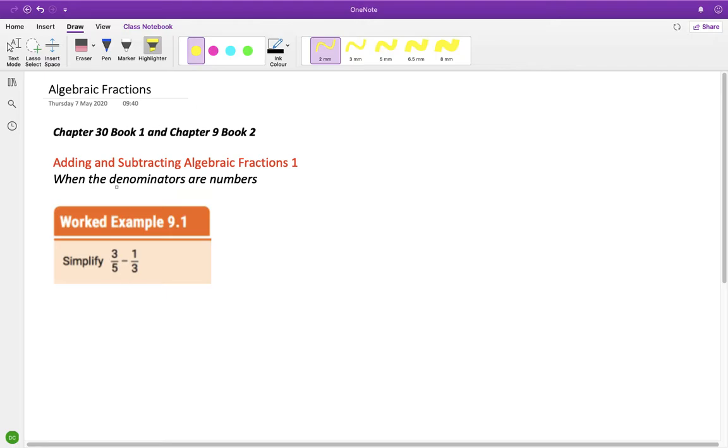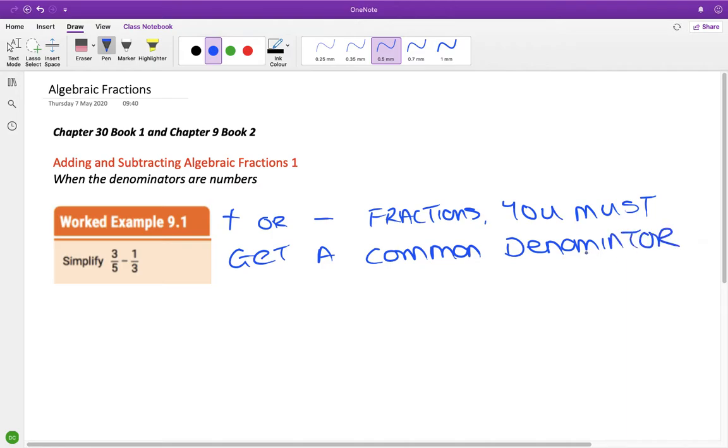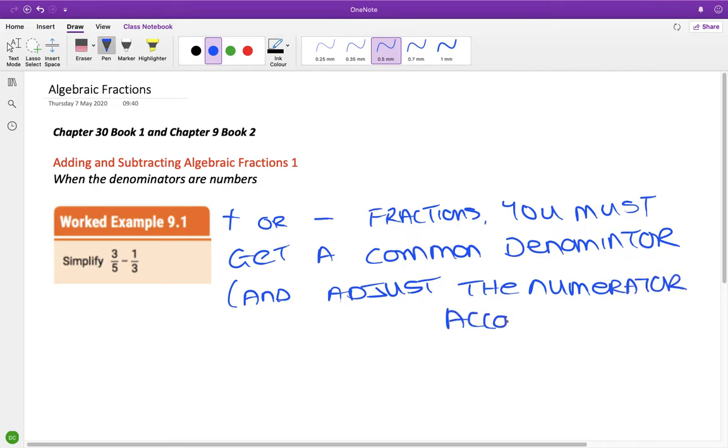So this is just to remind you, how do you add and subtract fractions? When adding or subtracting fractions, you must get a common denominator. And then the bit that everybody forgets: once you get the common denominator, you must adjust the numerator accordingly.